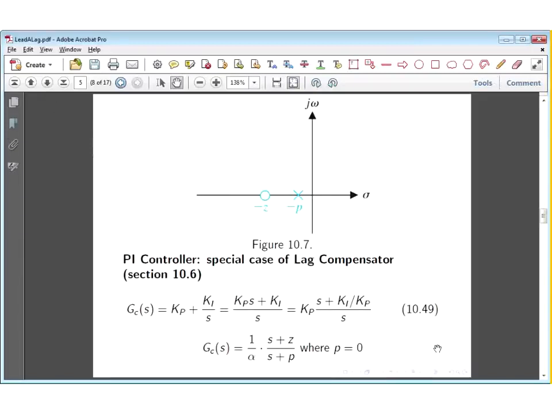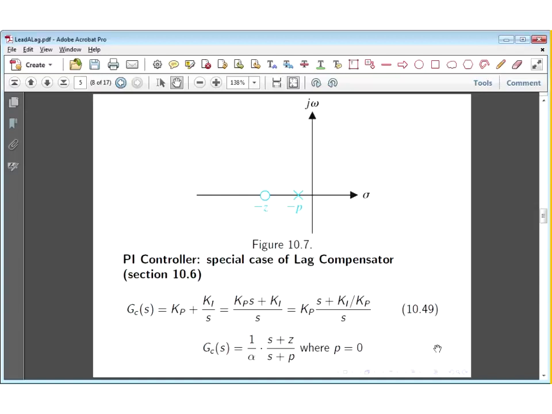Now, the authors in the next section of the book, this is now section 5.6, if I remember correctly. Let me just quickly go there. Yes, it's even on the slide. I should just have opened my eyes. They make the case that the PI controller is a special case of a phase lag compensator.